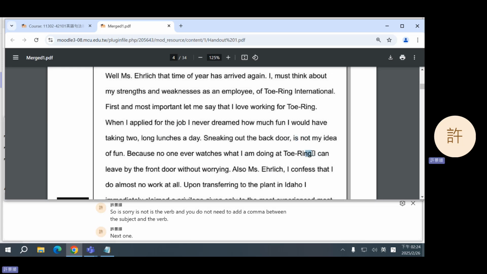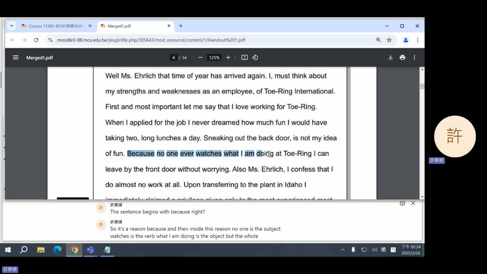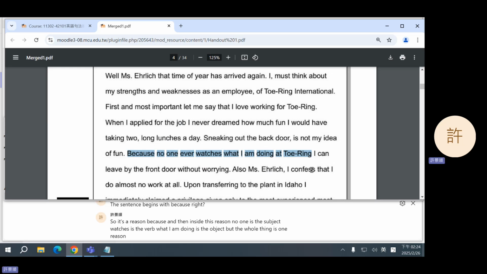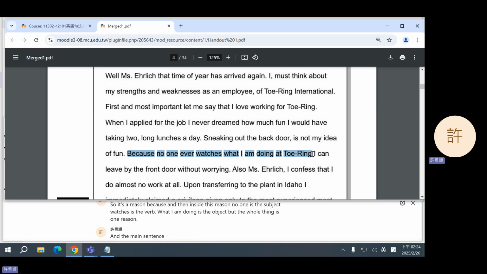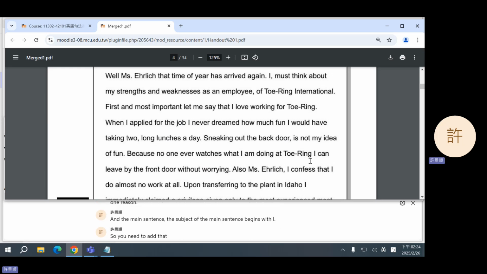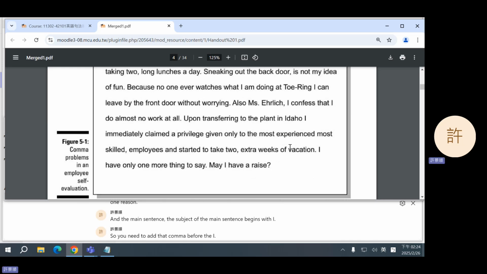Add a comma before the I. The sentence begins with because, right? So it's a reason. Because, and then inside this reason, no one is the subject, watches is the verb, what I am doing is the object. But the whole thing is one reason. And the main sentence, the subject of the main sentence, begins with I. So you need to add that comma before the I. Next one.